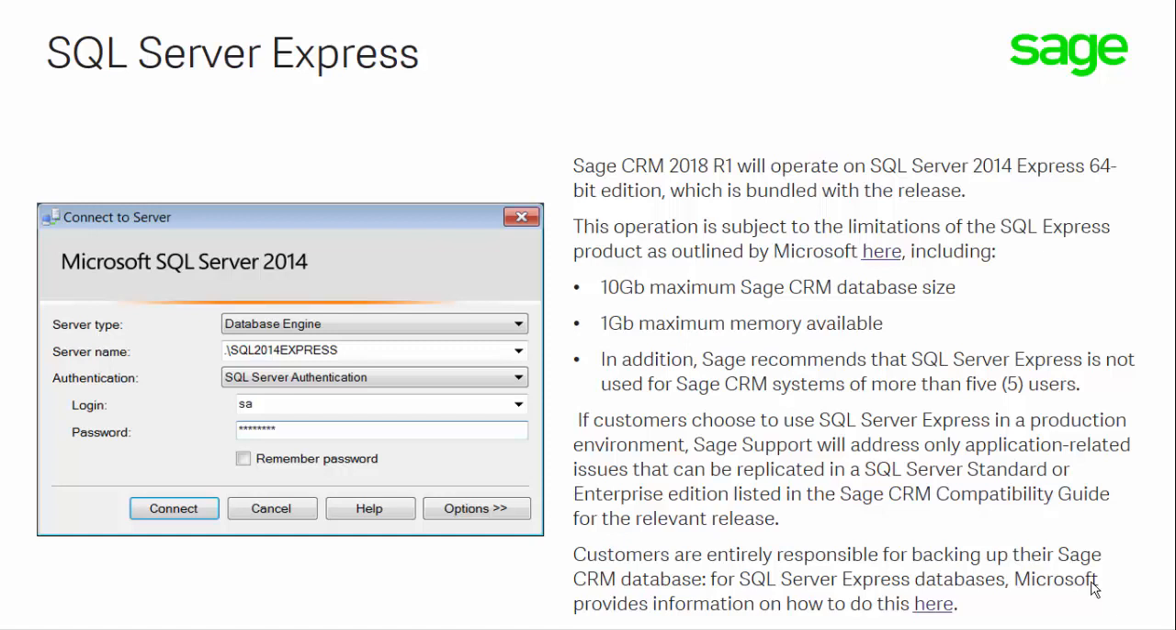And in addition, Sage recommends that SQL Server Express is not used for Sage CRM systems with more than 5 users. Of course, if customers choose to use SQL Server Express in a production environment, Sage support will address only application-related issues that can be replicated in an SQL Server Standard or Enterprise Edition environment listed in the Sage CRM Compatibility Guide for the relevant release. And all customers who are then using SQL Server Express will be entirely responsible for backing up their Sage CRM database themselves, and there are instructions on how to do that.